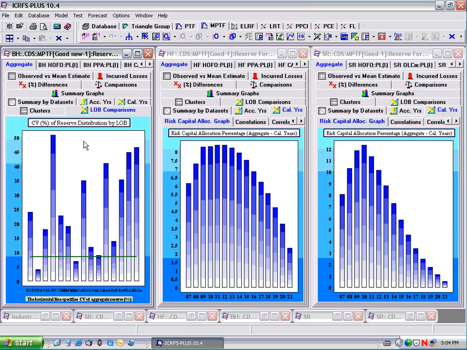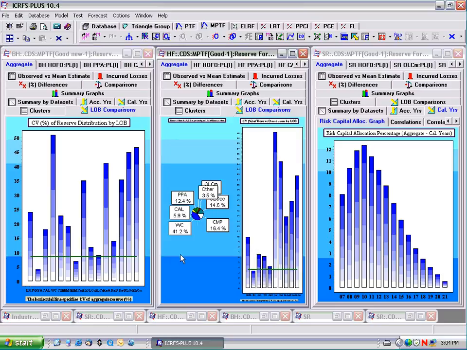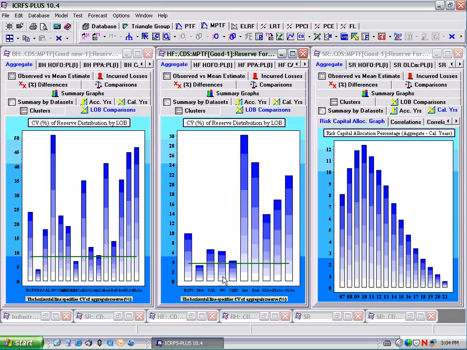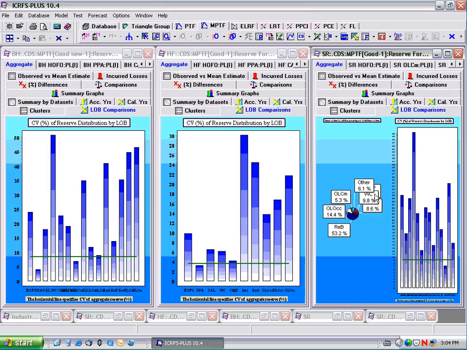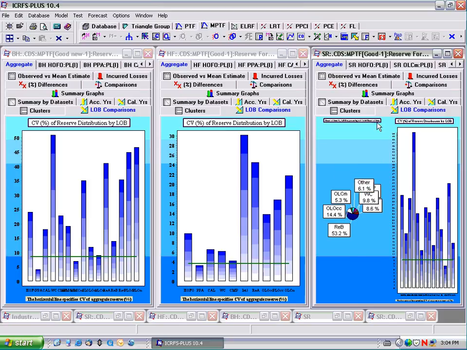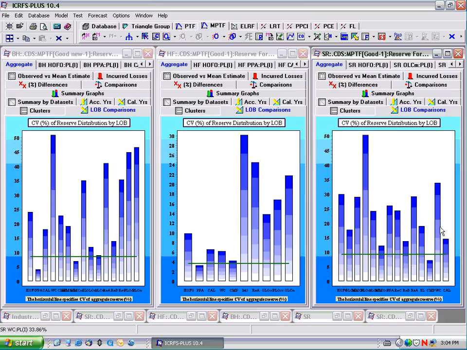If we go to LIB comparisons, workers' comp for the Hartford, obviously it's a large proportion of its business, and my guess is it's got a pretty small CV, but larger than the average. CV of 3.64%, and for Swiss Re, workers' comp is 9.8% of the business, and it's got a CV of, wow, 33.86%. It's not the largest CV, but it's got a pretty large CV.